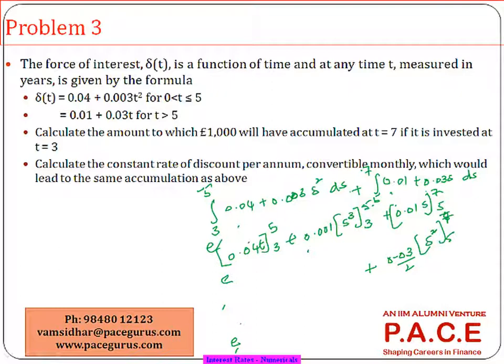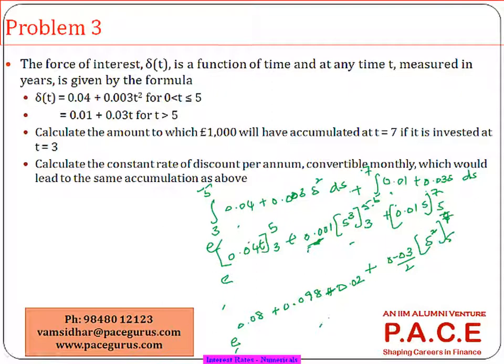0.04 into 5 minus 3, 0.04 into 2 working out to 0.08. 0.001 by 3, 0.001 already has taken that by 3, 0.001 into s cube, 5 cube minus 3 cube, 125 minus 27, 98 into 0.001 becomes 0.098, correct? Yes. 0.01 into 7 minus 5, which is 2, 0.02. Okay.